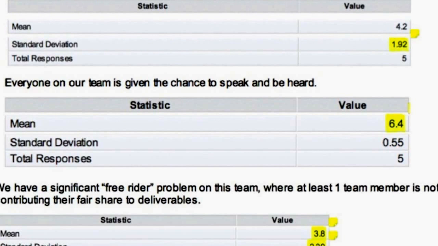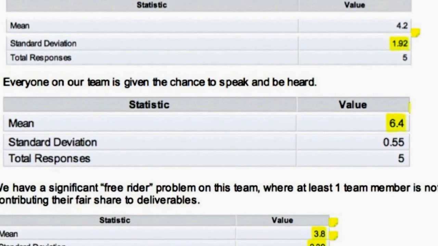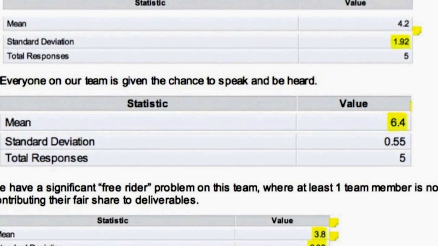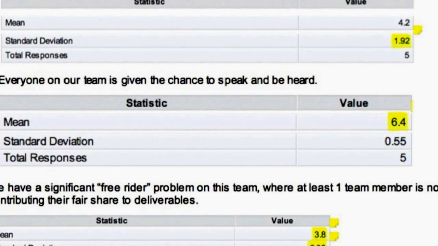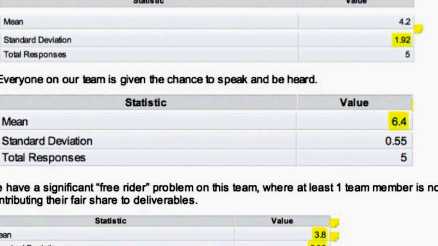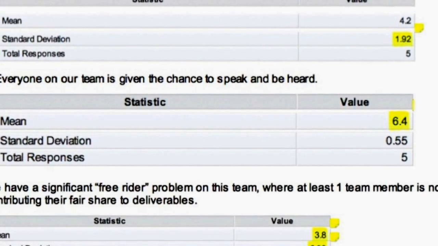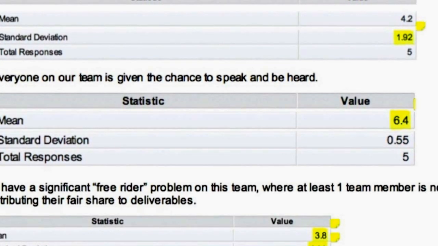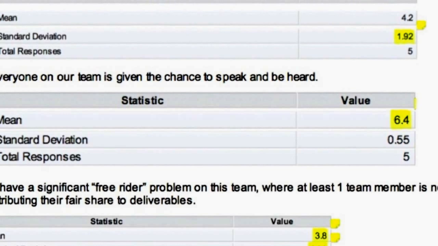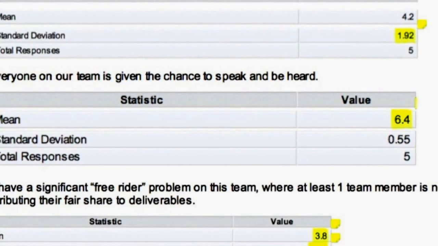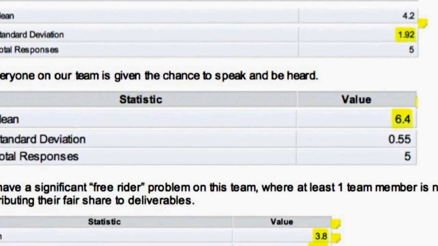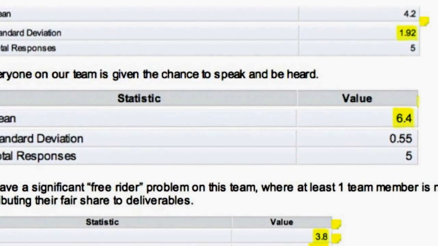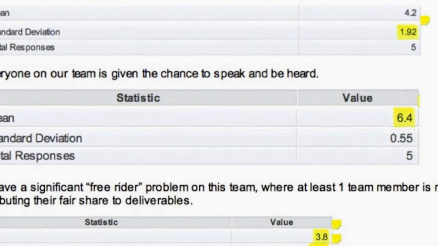So in this item, one of their very lowest scores is perceptions of whether there is a significant free rider problem on this team, where at least one team member is not contributing their fair share. So in this, the mean score was 3.8. It's actually below 4. And this is, again, a 7-point scale, indicating that there's less agreement about this, right? Because this is a negatively worded item. And so the standard deviation, though, is huge. It's actually over 2 in this case. So the perceptions are all over the board.